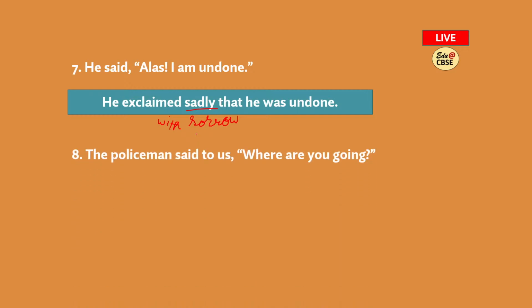Now the eighth sentence. The policeman said to us, where are you going? The policeman said to us, where are you going? So quickly change this into indirect form. The policeman said to us, where are you going? Let's do the eighth sentence quickly.